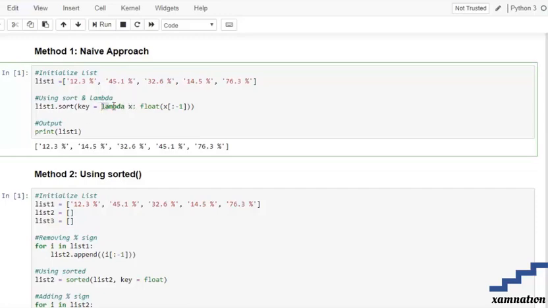We have set the key to the lambda over here, and the lambda returns a float, and we are using list slicing over here to remove the percentage symbol so that it doesn't cause any sort of error. So how this is going to work is we take a particular element in our list, remove the percentage symbol from the element, and then compare the remaining portion, that is the float digit, with the other elements in our list, and after that we sort it and we have an output.